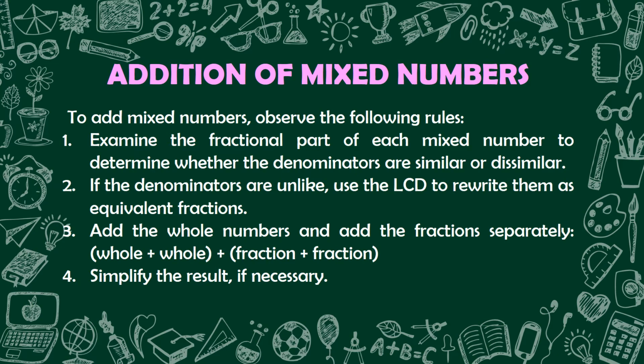Now let's have addition of mixed numbers. To add mixed numbers, observe the following rules. 1. Examine the fractional part of each mixed number to determine whether the denominators are similar or dissimilar. 2. If the denominators are unlike, use the LCD to rewrite them as equivalent fractions. 3. Add the whole numbers and add the fractions separately. Whole plus whole, plus fraction plus fraction. And 4th, simplify the result if necessary.